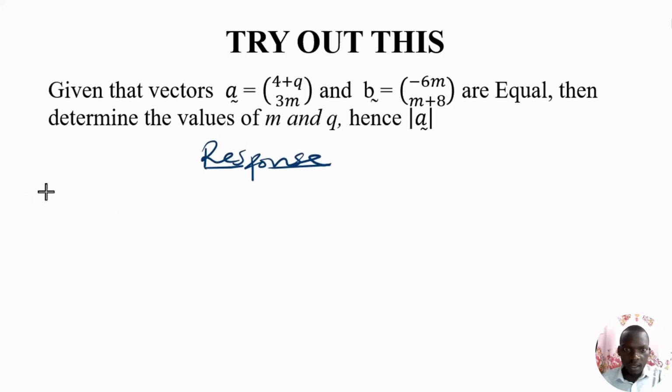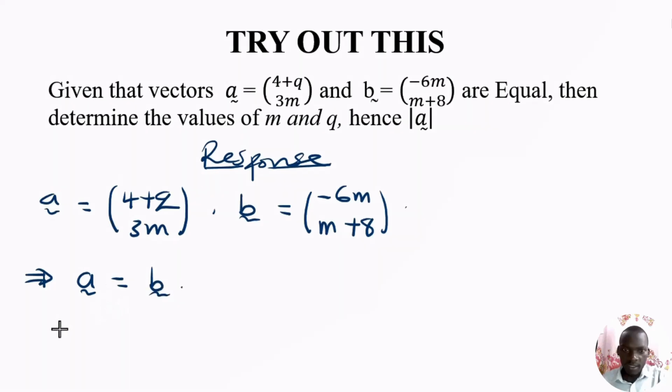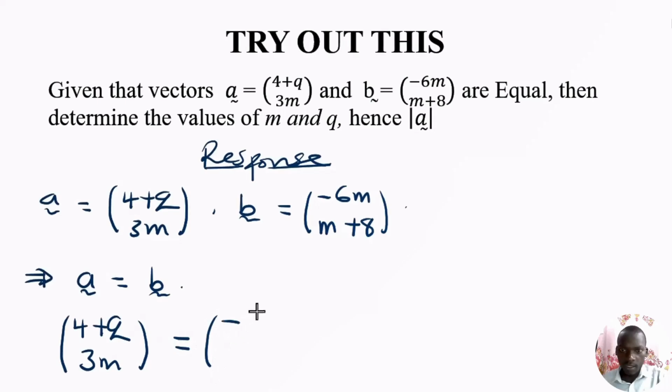So they have given us vector A being equal to 4 plus q, then 3m, and vector B being equal to negative 6m, then m plus 8. And they are saying that these two vectors are equal. So the condition is that if they are equal, it means that vector A equals vector B. Now from this step we can substitute in: vector A is given by 4 plus q, then 3m, being equal to vector B, which is negative 6m, then m plus 8.